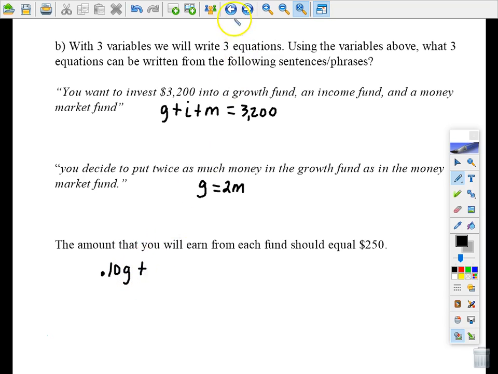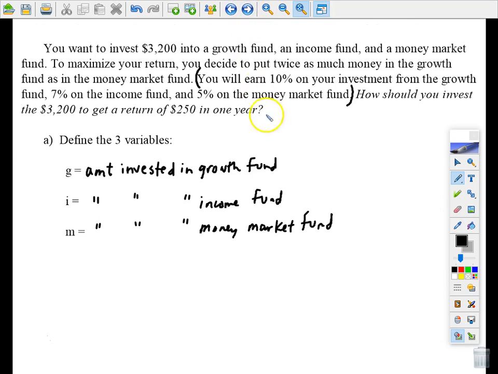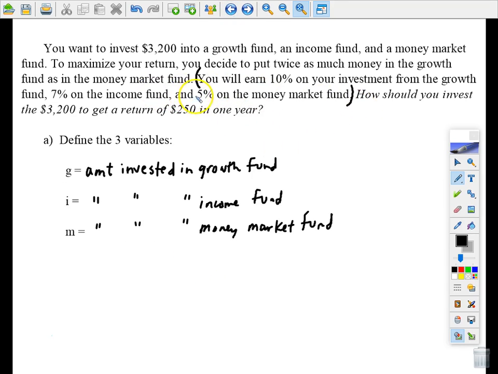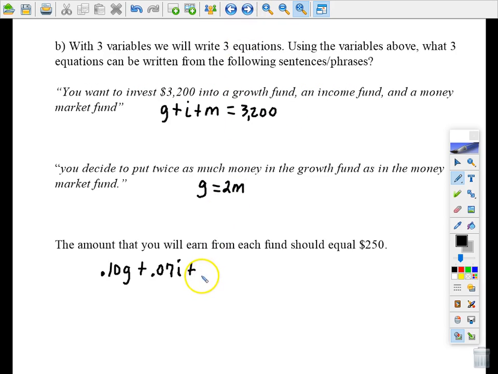Okay, now let's take a look at how much we're earning on the next fund. We're earning 7% on the income fund. Well, that's 7%. Remember, that's the decimal form of 7%, 0.07, times I, the amount that I invested in the income fund. 7% times that investment amount is how much I made. And then finally, we're told 5% is what I'm going to make on the money market fund. So 5% times M.